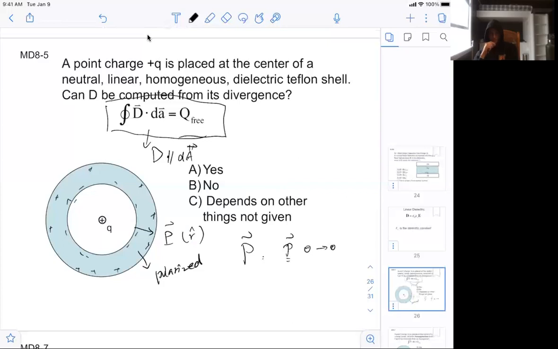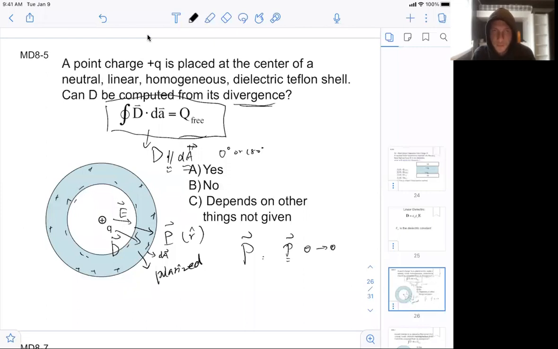Yes, so E is also radially outward, P is outward, and your D is indeed outward. And for dA, when I say parallel, yes, it can be 0 degrees or 180 degrees. We all consider them parallel to each other. So dA, right, is this way. So yes, you can calculate your D field using this divergence. Well, the integral format of that is your Gauss's law. Yes, we do have that symmetry.